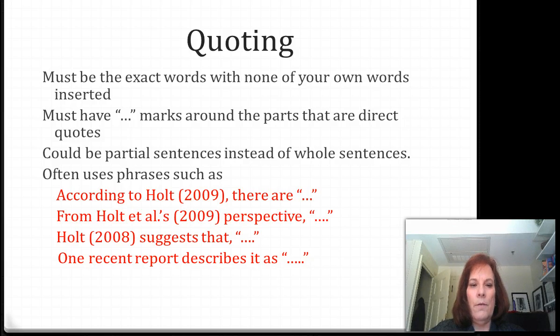So often you use phrases to introduce those quotes. According to Holt, there are blah, blah, blah, or Holt et al.'s perspective is, or Holt suggests that, or one recent report describes it as. Most documentation styles insist that you have where this information came from in the sentence itself, not just in a list of authors at the end.